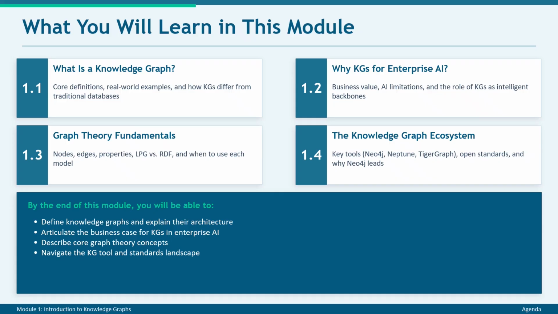Section 1.2 answers the question that really matters for practitioners. Why should an enterprise use knowledge graphs for AI workloads? We will look at the limitations of traditional databases and the specific business value that knowledge graphs unlock. Section 1.3 gives you the graph theory vocabulary you need: nodes, edges, properties, and the 2 major graph models, labeled property graphs and RDF. And Section 1.4 maps out the knowledge graph ecosystem, the major tools, the open standards you should know about, and why Neo4j has become the dominant choice in enterprise.